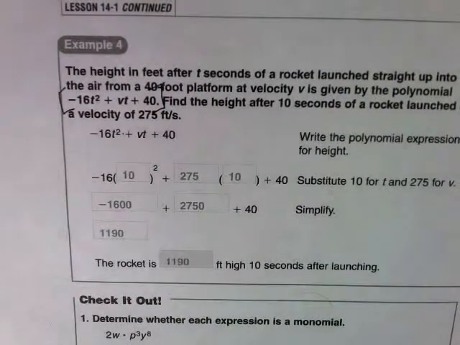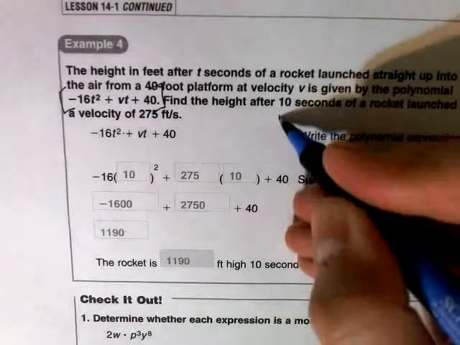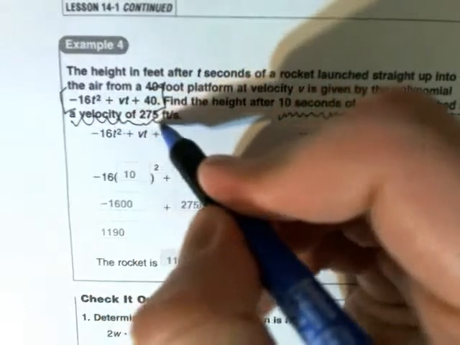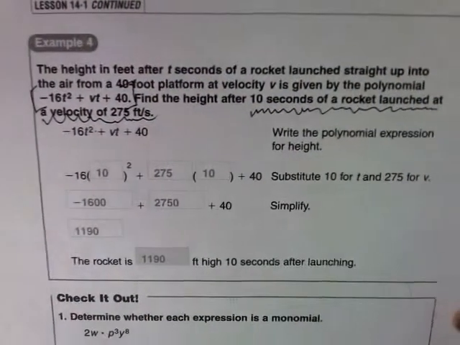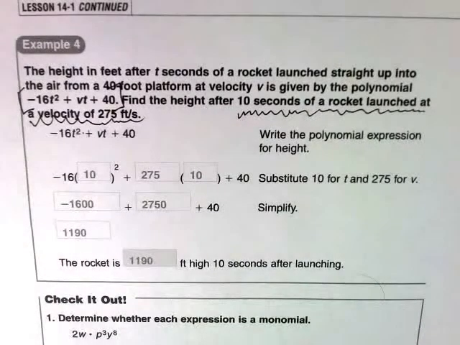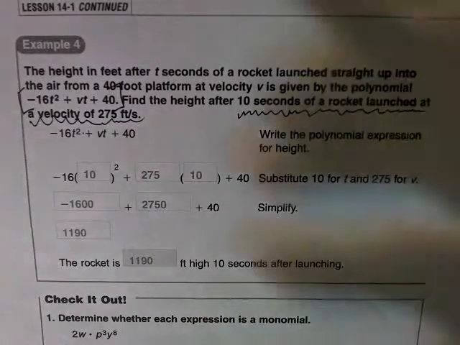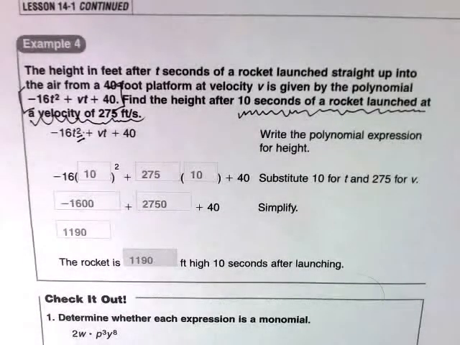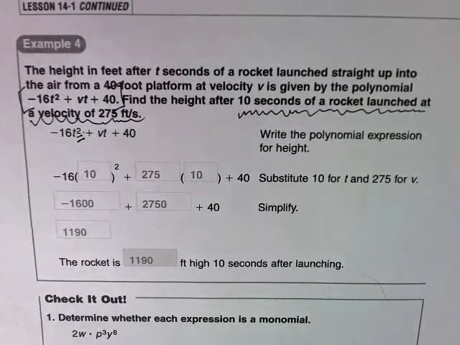And what they said here is they want us to find the height after 10 seconds of a rocket launched at a velocity of 275. So what they want us to do is change t into 10, v into 275, and solve the polynomial. It would just be like substituting into a simple expression, except you've got two things you're substituting here, and you've got an exponent here, because that's why it's a polynomial. It's got a degree of 2. The biggest exponent here is 2, like we saw in the last question. And you're going to solve that, and that will tell you how high the rocket is after 10 seconds when it's launched with a velocity of 275 feet per second.